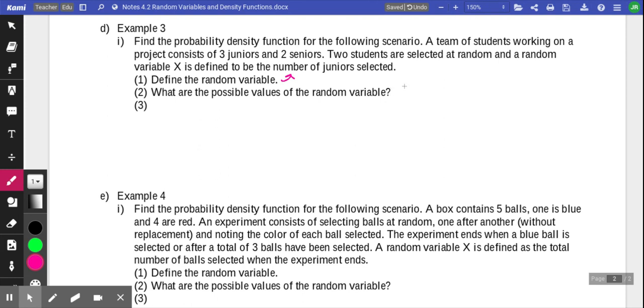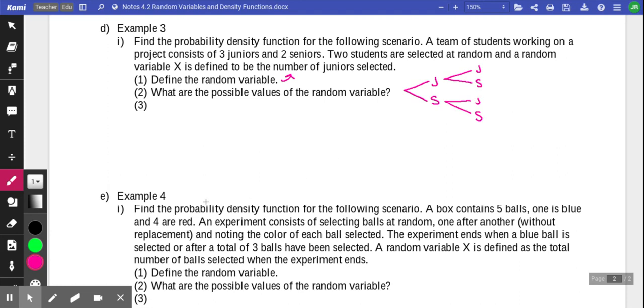If we are selecting 2 students, we could have, well, you know what? We've been working with a lot of tree diagrams lately, so let's make a little tree diagram off to the side. We're picking 2 students. On the first student, either a junior or a senior could be chosen. If the junior was chosen first, then on the second student, it could either be a junior or a senior. Had a senior been chosen first, the second could have either been a junior or a senior. So here are our possibilities.